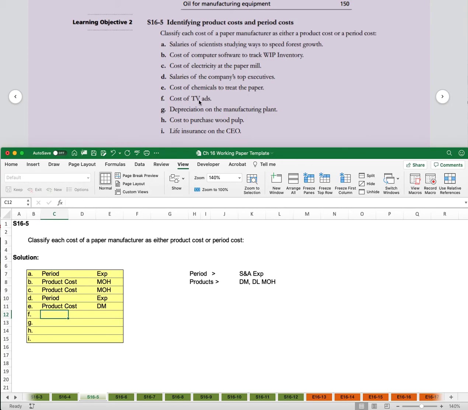Cost of TV ads, that's a selling cost, so it's period, and it's going to be our selling and administrative expense. Depreciation on the manufacturing plant, it's specific to the product because it's our manufacturing plant, and it's not materials or labor, so it's our manufacturing overhead. Cost to purchase wood pulp is a product cost, and that is direct materials. And then life insurance on the CEO is a period cost and will be a selling and administrative expense.